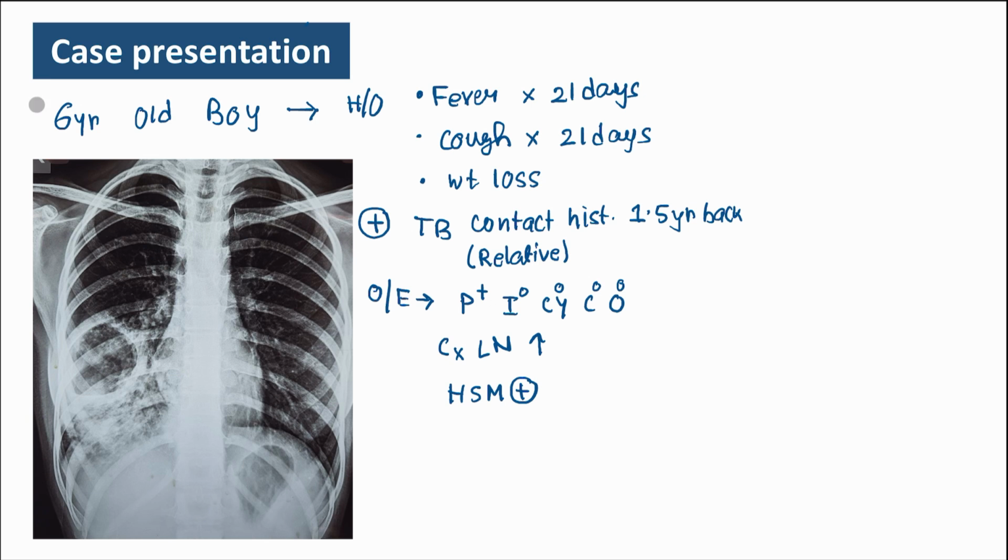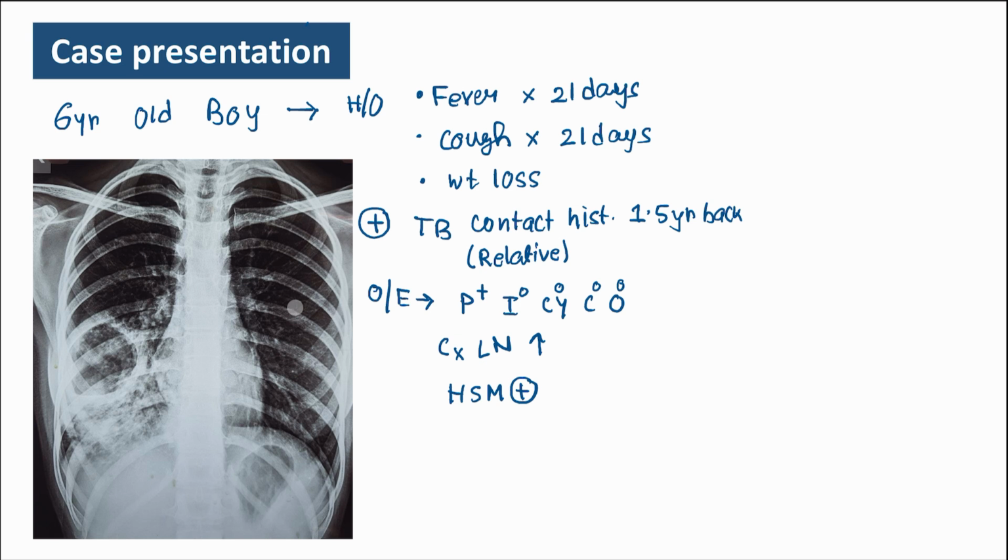Okay, so a 6-year-old boy presented with a history of fever for the last 21 days, cough for the last 21 days, and weight loss for the last 2 months. Also look here, there was a positive TB contact history 1.5 years back, and it was of his relative. On examination there was mild pallor, cervical lymphadenopathy was noted, and also there was hepatosplenomegaly.